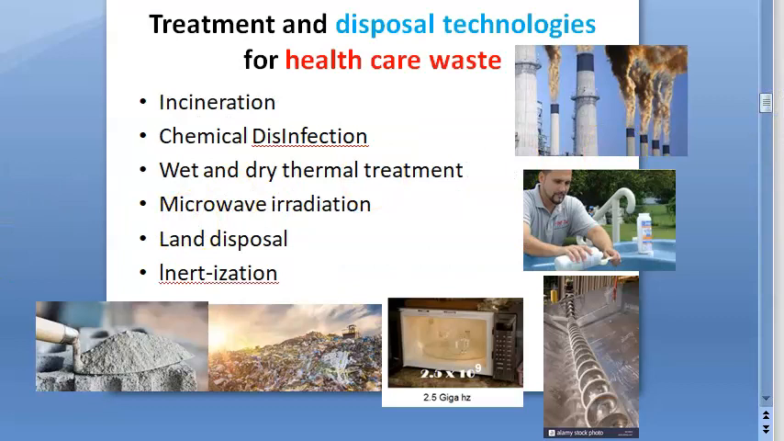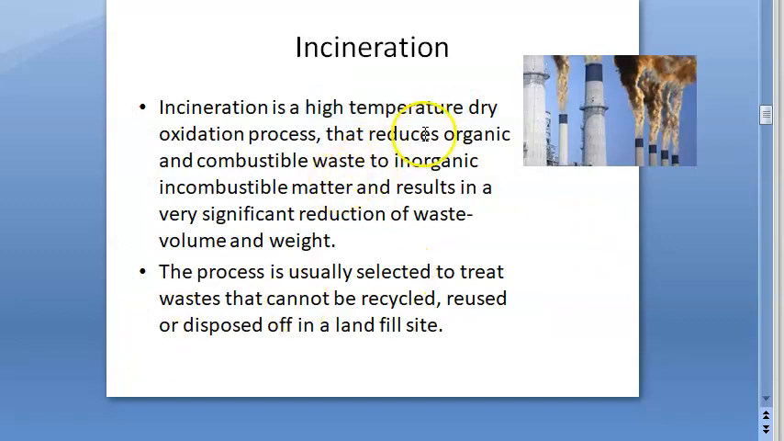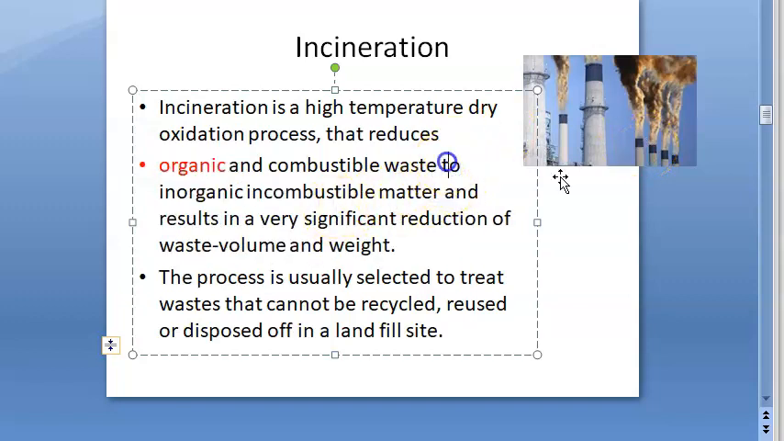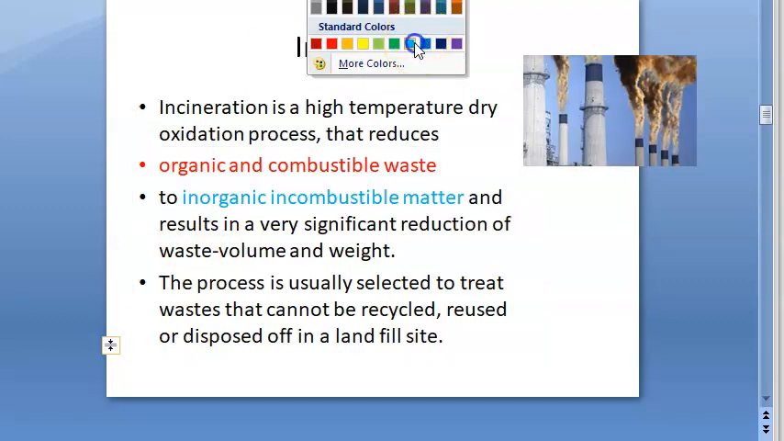A lot to be looked at, isn't it? So let's look at incineration first. Incineration means a high-temperature, dry oxidation process at 1000 degrees centigrade. This is aerobic: you give it air and burn everything. You convert organic and combustible waste into inorganic, incombustible matter.